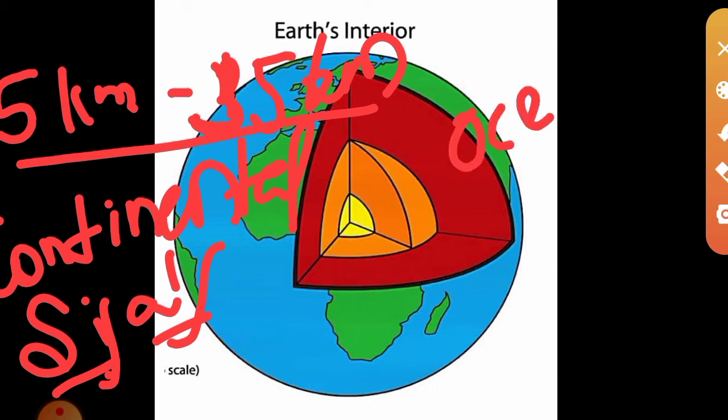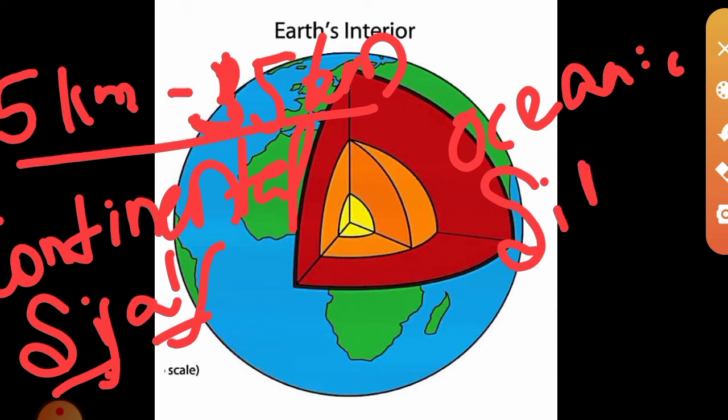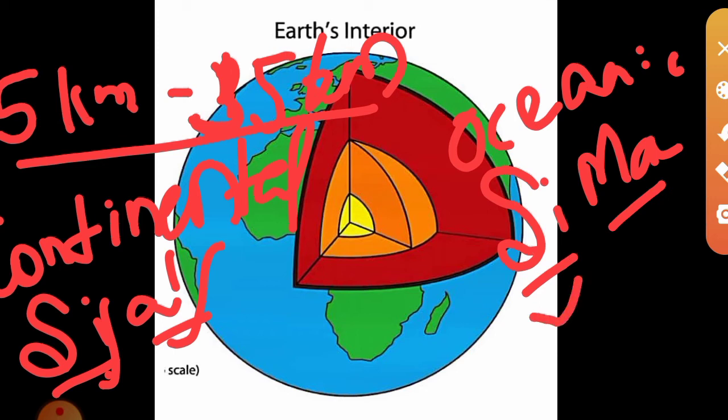Oceanic crust is, yes, that layer composed mainly of silica and magnesium. It is called Sima. Okay, Sial and Sima. Continental crust is known as Sial and oceanic crust is known as Sima. Sima is composed mainly of silica and magnesium. Okay, that is about the crust.